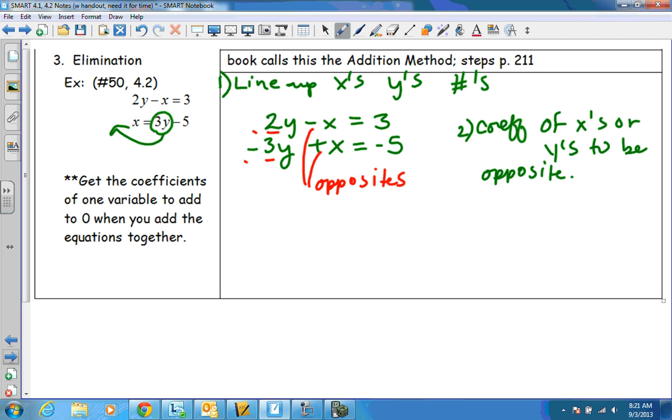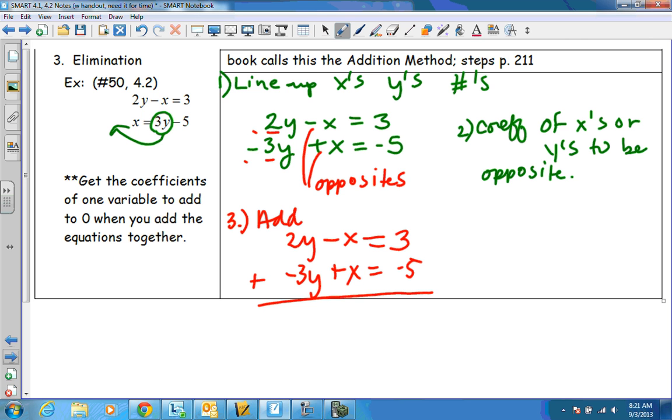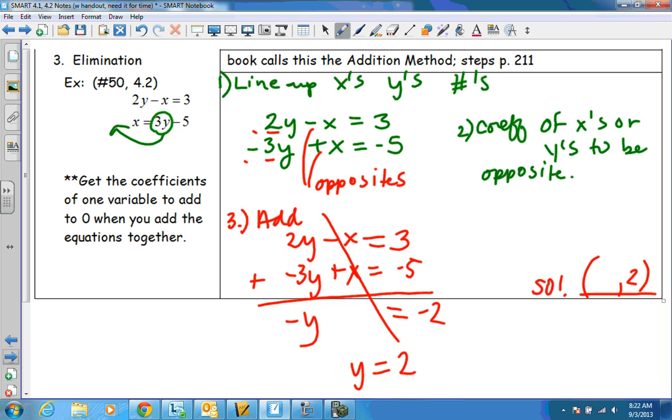Right? So now all we have to do is add. I'm going to take my 2y minus x equals 3 and add it to my negative 3y plus x equals negative 5. So just add. 2y plus negative 3y. The x's do what? Eliminate. Equals negative 2. So what does y equal? 2. Are you done? No. Get your solution now. We know the y part. We don't know the x part.